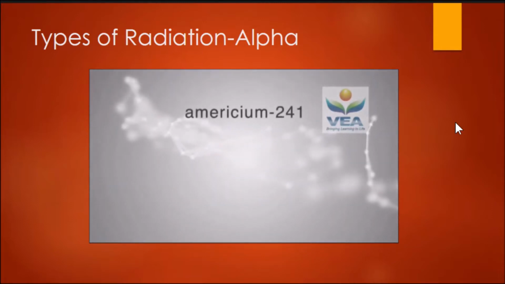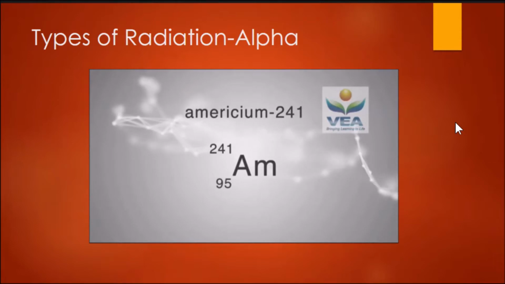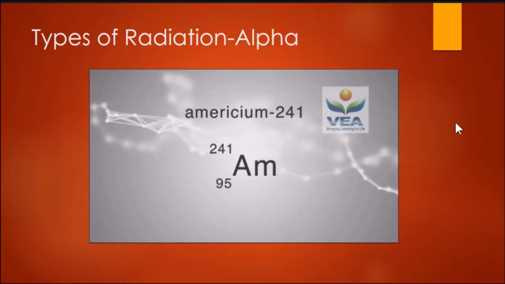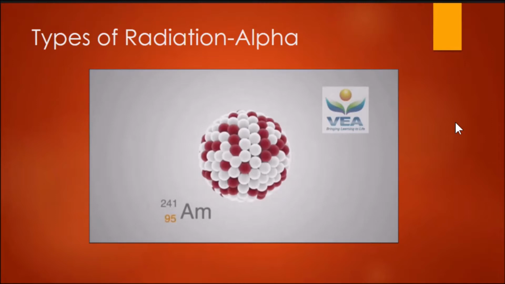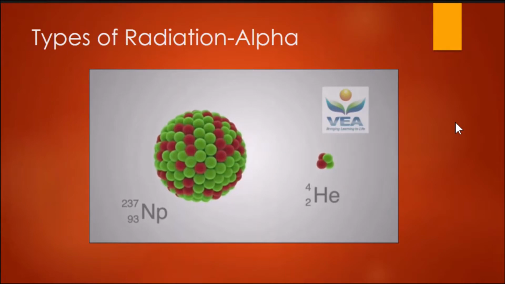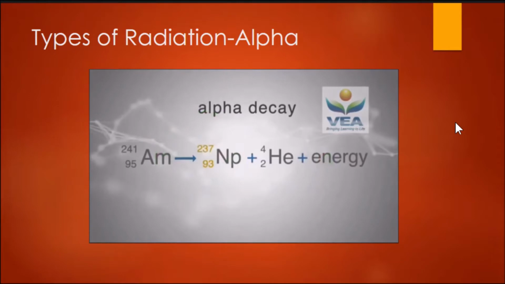The radioisotope americium-241, used in smoke detectors, emits alpha particles. The parent nucleus contains 95 protons and 146 neutrons, making a total of 241 nucleons. When an americium atom decays by ejecting an alpha particle, the remaining nucleus has only 93 protons. This is a new element called neptunium-237. The decay equation looks like this. Neptunium-237 has 2 less protons, 2 less neutrons, and 4 less nucleons overall.